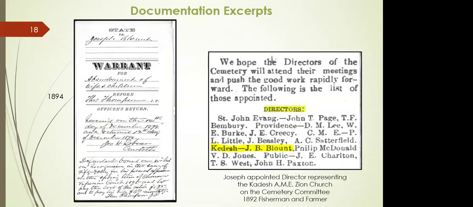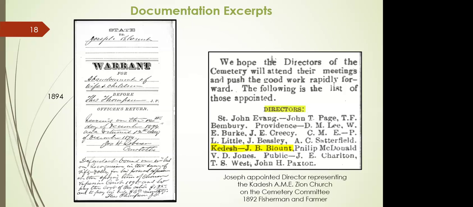So here are a few excerpts from some of the many documents that I have on Joseph. He really was the gift that kept on giving, and that's why he's the one I selected to do this talk on. You can see the 1894 warrant for his abandonment of Hester and the children. And if you look down at the bottom, you will see that he had to pay bond, and then he had to pay $6 a month for child support.